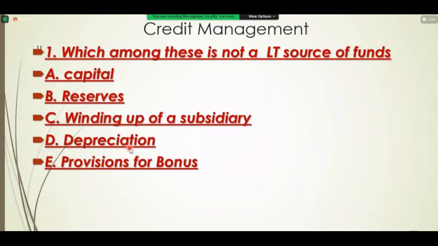Supposing you are raising a loan, a term loan. You are raising a term loan this year. Last year there was no loan.